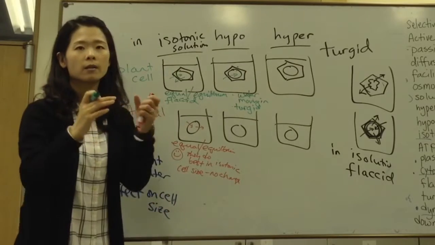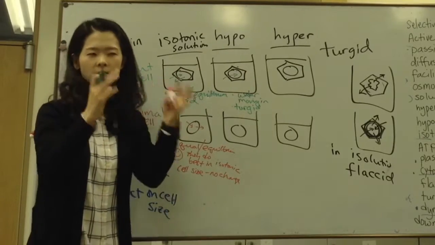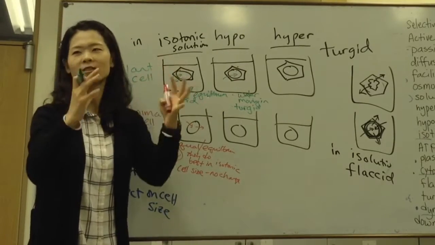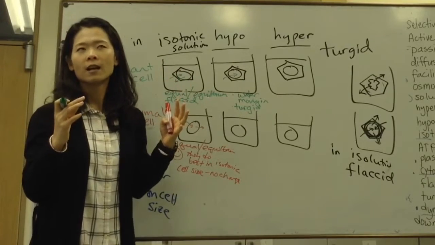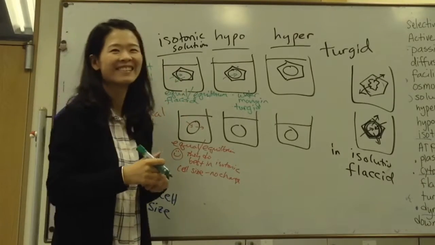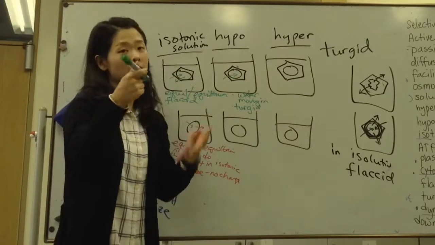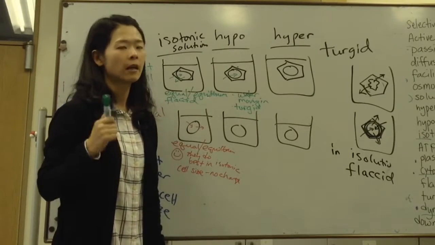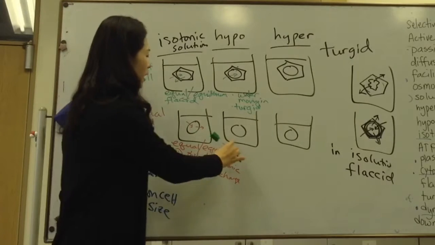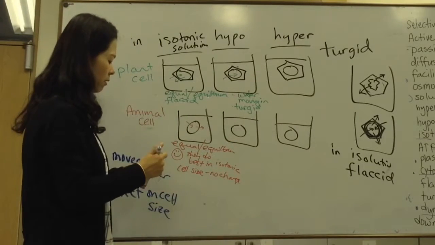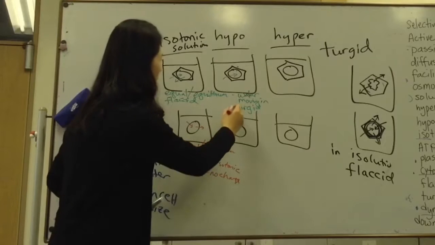Turgid is like a pom pom. Yeah, healthy. Because when it's in the hypotonic solution, it can't break, because of the cell wall. That's why it stays healthy. But for an animal cell, it will break.